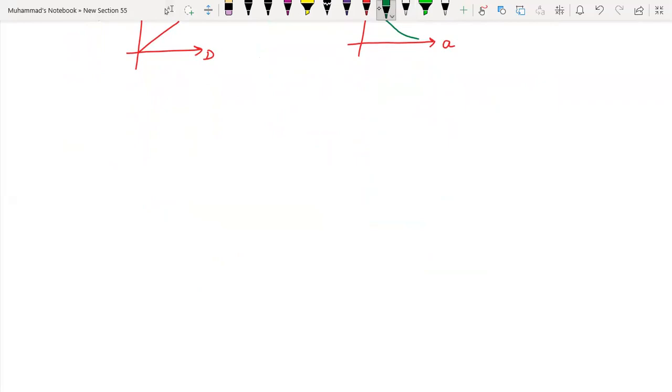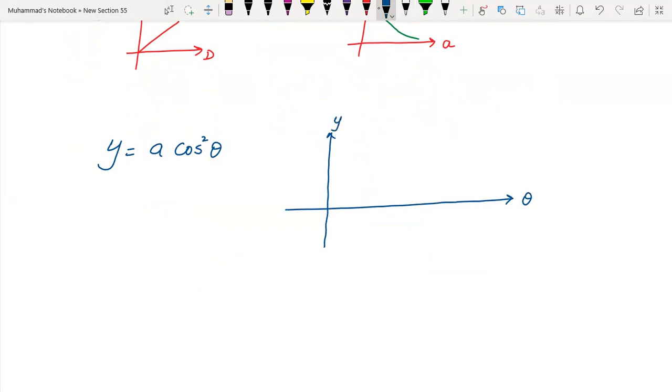Okay, so if you have this type of relationship, y is equal to A cos square theta, and the relationship between theta versus y would be, you know that if you take the square of cos, then it would become positive. So the value of y will not be negative in this case because you are taking the square of cos. So the graph would look like this.